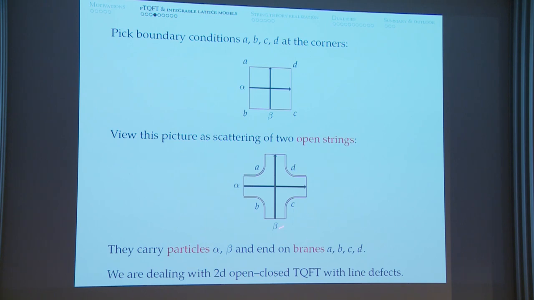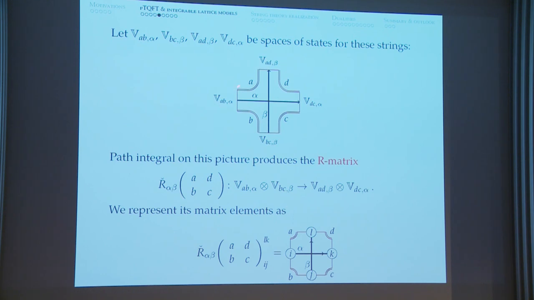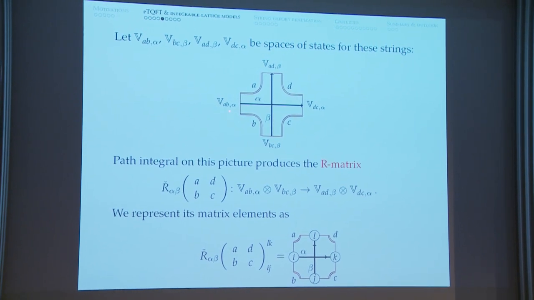Okay. So now, let's do a path integral on this picture. What do we get? Well, we have four open strings, two initial open strings and two final open strings. And let's say the Hilbert spaces of these strings are like V_{A B, alpha} for this one. Okay, so it's the space of states of an open string with branes A and B with particle alpha attached in the middle. Okay, so we have four of these. If you do the path integral on this piece, what you get is a scattering amplitude, which is a linear operator, which I call the R matrix, R^{alpha beta}_{ABCD}, which is a linear map from the initial state space, that's V_{AB, alpha} tensored V_{BC, beta}, into the final states. So that's this times that.